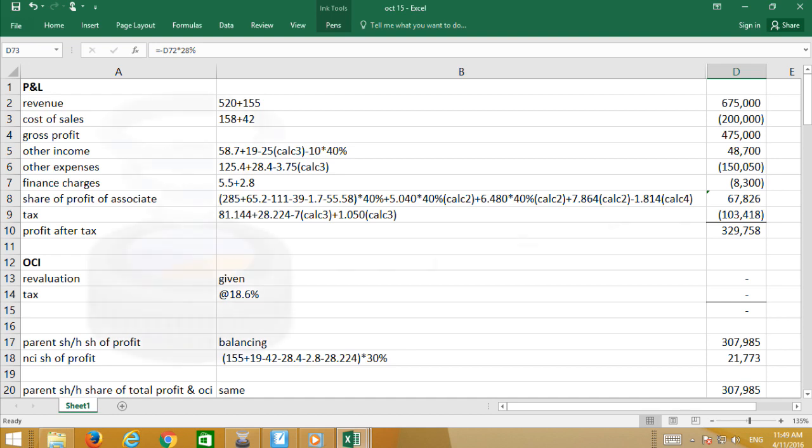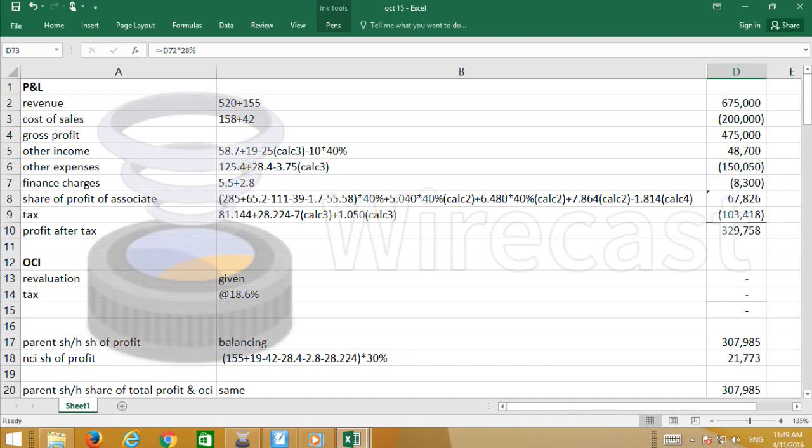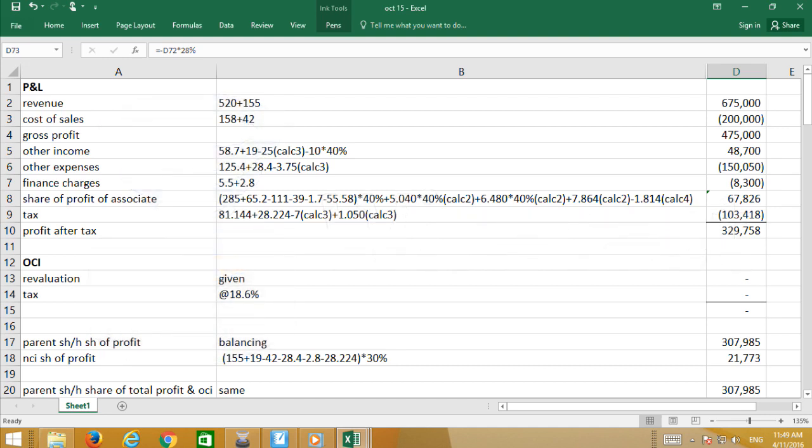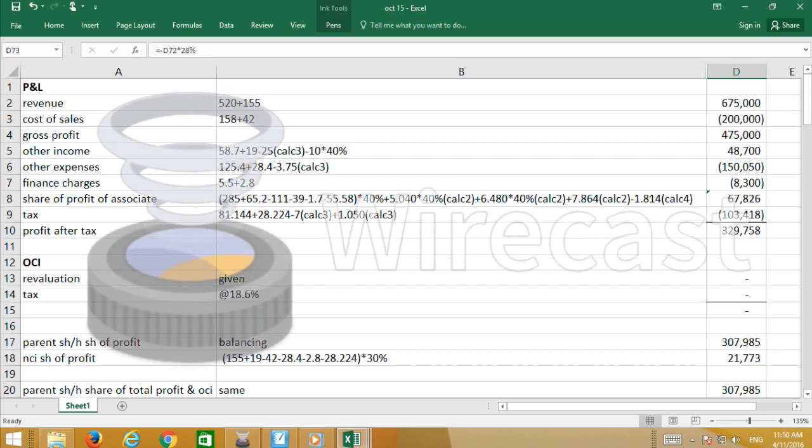And then share of profit in associates. Share of profit in associates is all the numbers for the associate, times 40%. And then I put in all my adjustments. So I had the adjustment for inventory, it was going to make it bigger, 40%. I had the adjustment for receivables, it was going to make it bigger, 40%. I had the adjustment for the bargain. It's already 40%, because if you look at the way the calc is, it's already 40%. And then I have the adjustment for the profit on sale of inventory, which is a minus. The others are all plus, this one's a minus. And I'll end up with share of profit in associates of 67,826.